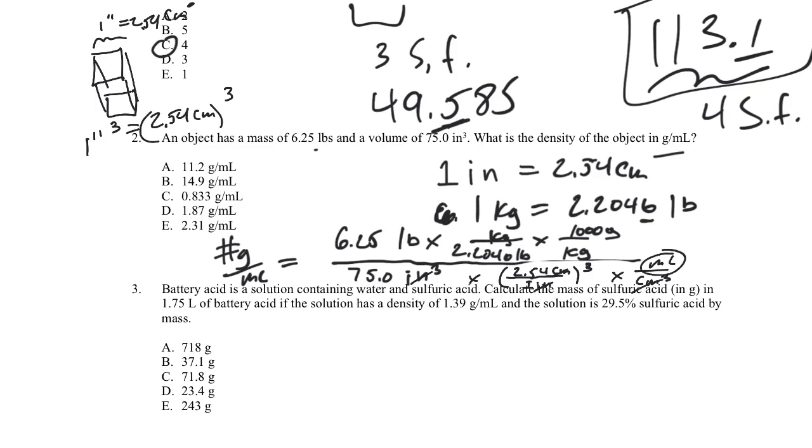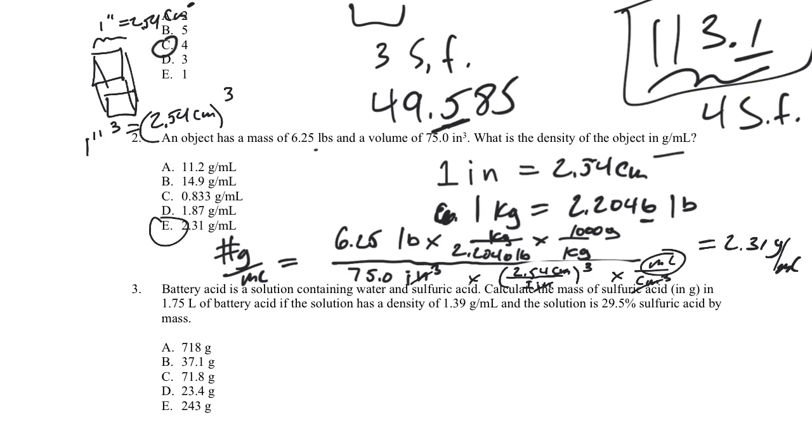So we work this out. We go 6.25 divided by 2.2046, and then times 1,000. So 6.25 pounds is 2834 grams. Divide that by 75, maybe do parentheses around 75, and then times 2.54 cubed. Okay, so I get 2.31 grams per milliliter, rounded at the very end, 3 sig figs. It's not really part of the problem, but if you're tracking sig figs, 3 in both values, our conversion factors were all perfect, or at least contain some extra digits, so they're not leading us to rounding our values.